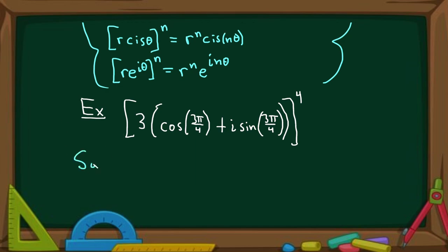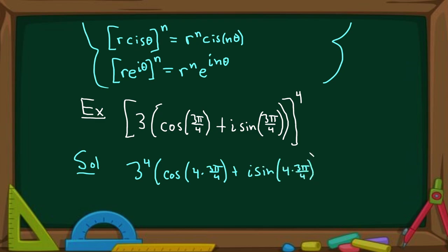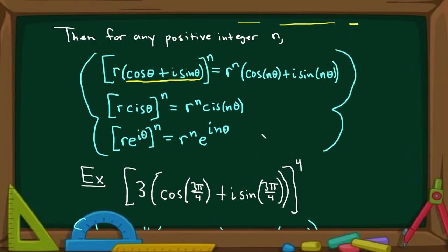So the solution, pretty easy. Using the formula, we raise the r. This is our r. So that will be 3 to the 4th. And then the 4 goes inside the trig functions. So it'll be cosine of 4 times 3 pi over 4, that's your n, plus i sine of 4 times 3 pi over 4. Let me show you the formula up here so you can see we're using it correctly. It's r to the n, and then cosine n theta, i sine n theta.